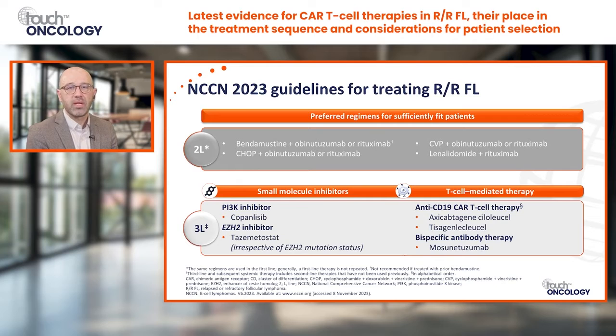In the follicular lymphoma setting, we also have small molecule inhibitors, including the PI3 kinase inhibitor copanlisib. We have the EZH2 inhibitor tazemetostat. And now we have 3 agents that are all sort of T-cell mediated therapies in the relapsed refractory follicular setting. We have 2 CAR T-cell therapies, including axicabtagene ciloleucel, along with tisagenlecleucel. And then more recently, we had the FDA approval of mosunetuzumab, which is a bispecific antibody.